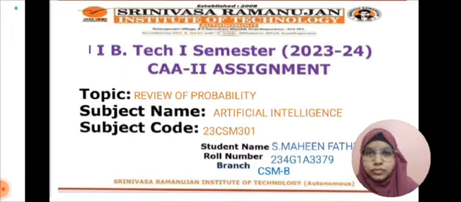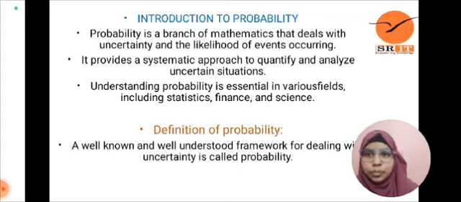First, introduction to probability. Probability is a branch of mathematics that deals with uncertainty and the likelihood of events occurring. It provides a systematic approach to quantify and analyze uncertain situations. Understanding probability is essential in various fields including statistics, finance, and science.